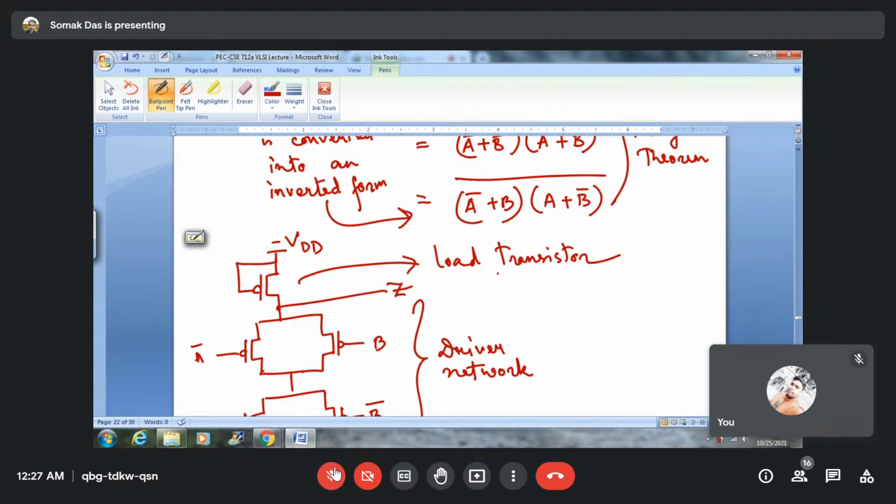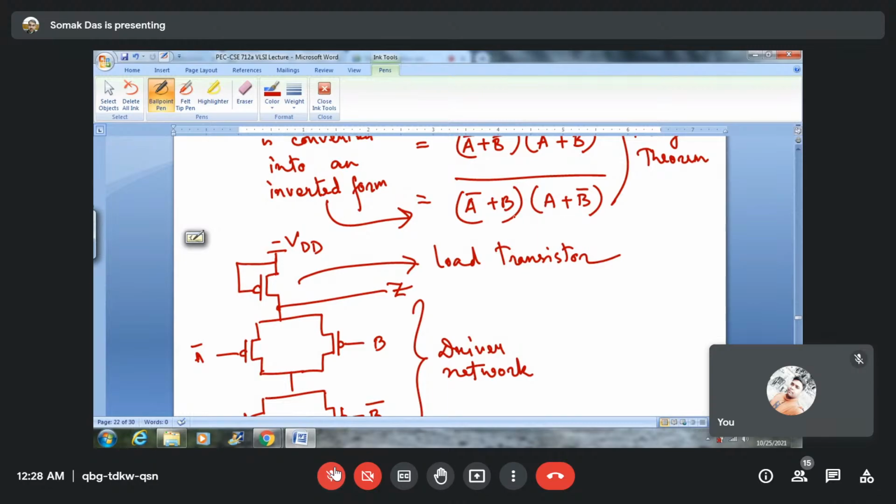Now, whenever you are provided with a Boolean expression, you need to understand whether it is in an inverted form or in a non-inverted form. If it is in an inverted form, then already half the job is done for you. You need to realize the expression below the inversion bar within the driver network, and the load transistor remains the same. From an intermediate node between the driver network and the load transistor, you derive your output.